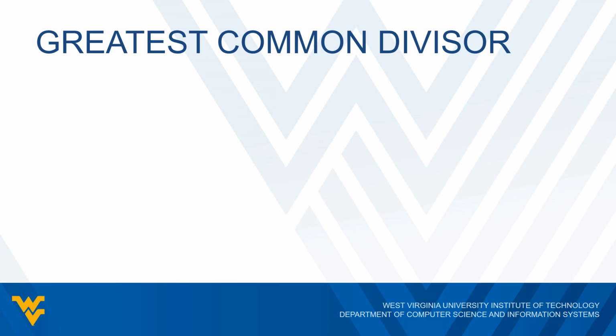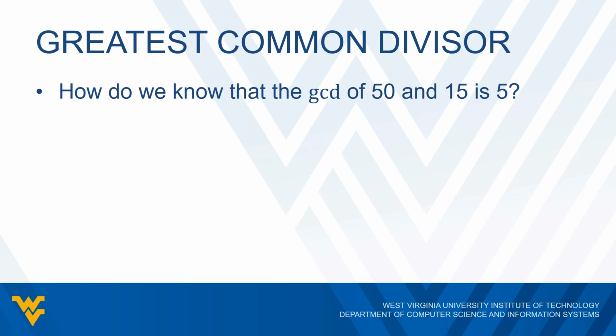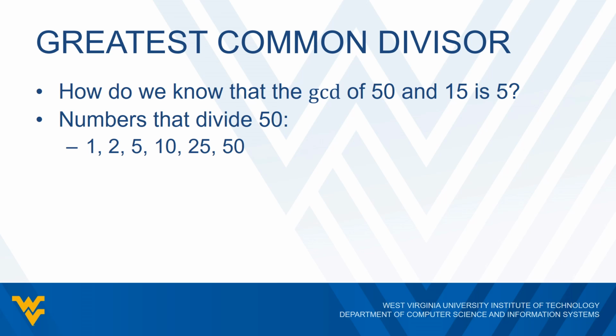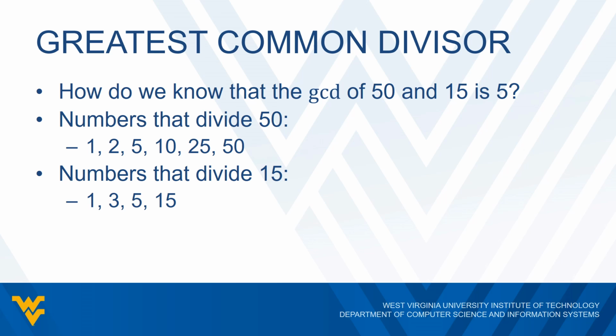So how do we actually know that the GCD of 50 and 15 is 5? Well, one simple approach is let's take a look at the numbers that actually divide both 50 and 15. So let's start by looking at the numbers that divide 50. So we have 1, 2, 5, 10, 25, and 50. As far as I know, those are the only ones that divide 50 evenly. Now let's take a look at the numbers that divide 15. Well, we have 1, 3, 5, and 15.